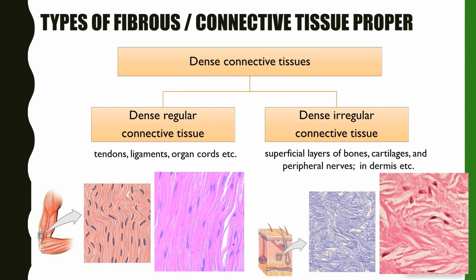For the dense connective tissue, we have dense regular and dense irregular. First, the left image is the dense regular, such as in the tendons and ligaments. The connective tissue is well organized, in a regular manner, and very packed with collagen fibers. But the dense irregular connective tissue has a disorganized structure of the fibers. Example location for dense irregular connective tissue is in the superficial layers of bones, cartilage, and peripheral nerves, and also in the dermis.